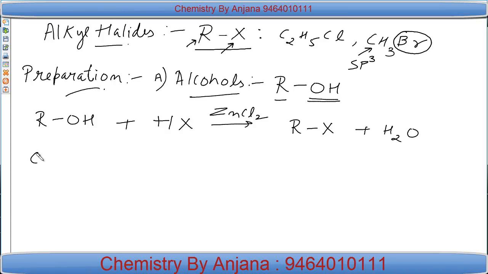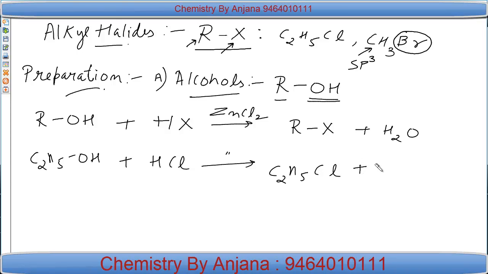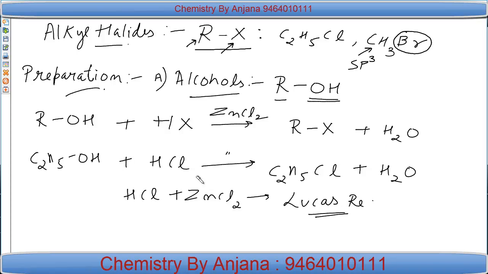Let's take an example. Suppose C2H5OH, I'm taking ethyl alcohol and making it react with HCl in the presence of the same catalyst, that is ZnCl2. Here I'll get a simple substitution reaction. Cl will substitute OH and the result is C2H5Cl, that is alkyl halide, plus water. But this reaction occurs in presence of a catalyst called ZnCl2. This combination of reagents, that is HCl plus ZnCl2, is called Lucas reagent. It is going to be very important for us later on. So Lucas reagent is a reagent which we use for this reaction.